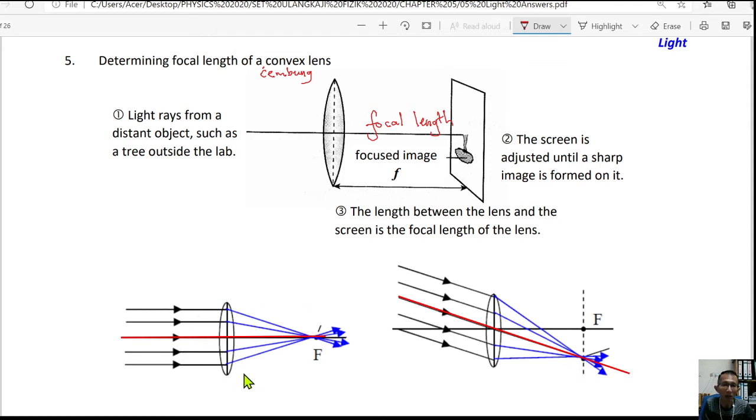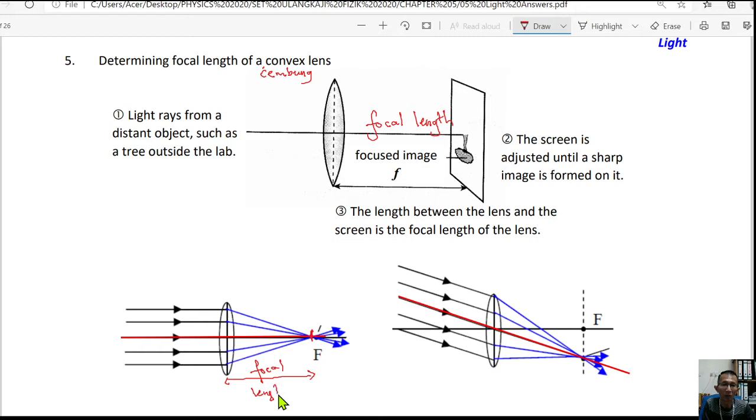Let's move back to this picture here. I have parallel rays coming towards my lens. So what happens? They will be converged to a point here. And what is this point? This point is our focal point. So the distance from here to here is our focal length.